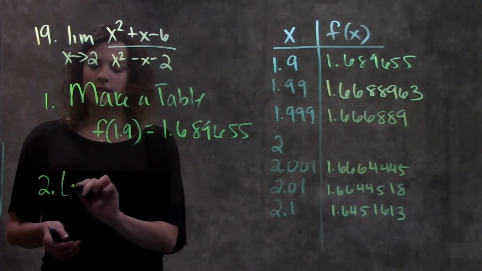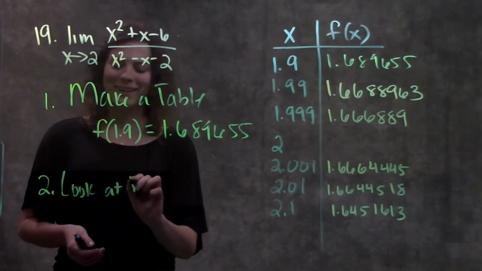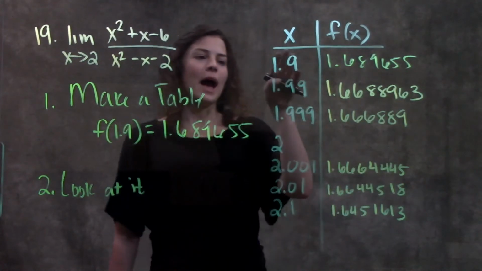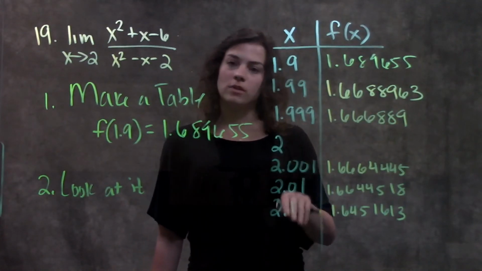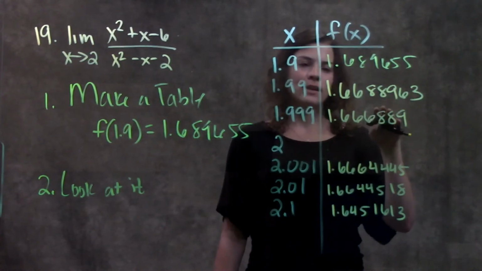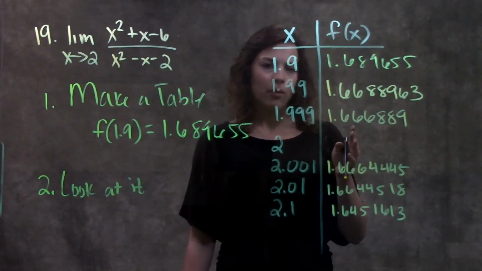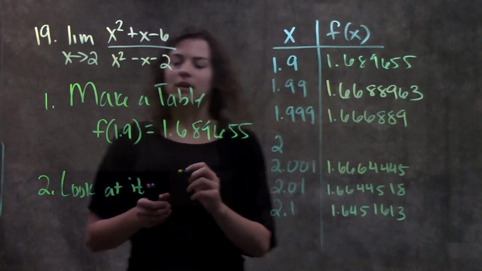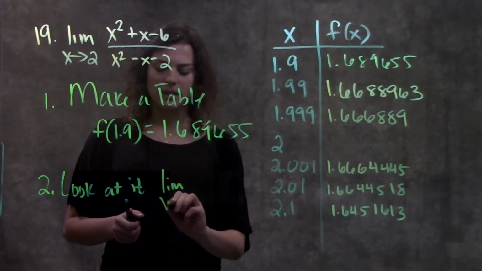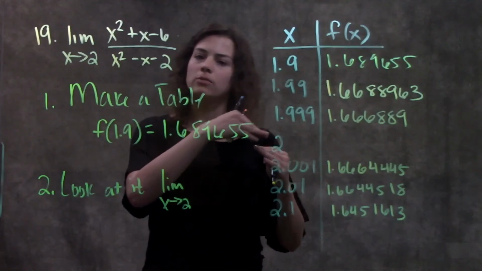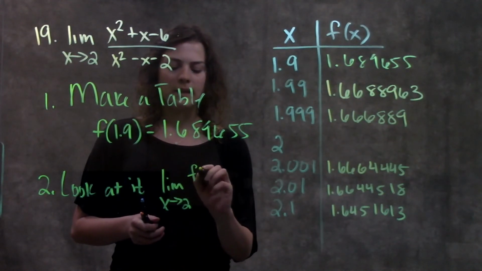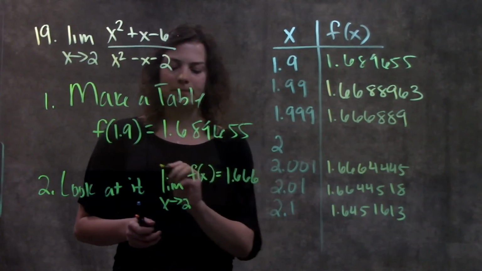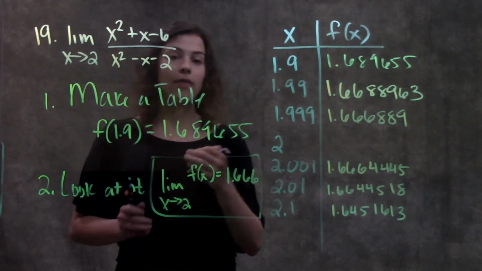Step 2 is look at it. We're just going to look at this table and see what values it's getting closer to. As our x values got closer and closer to 2 from both sides, if we look at the y values, we see that they're approaching about 1.666 from both the left and the right. That means that since both sides are approaching the same value, you can say the limit as x approaches 2 of this function is about 1.666. And that's your final answer.